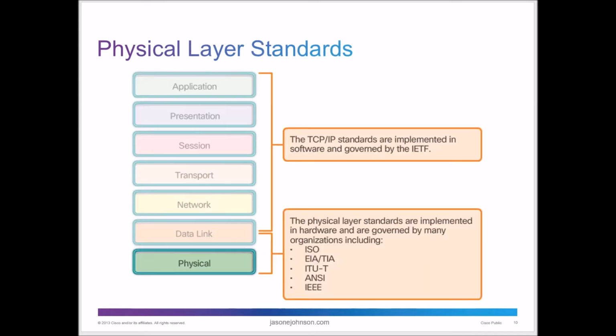Now, when we're talking about the physical layer standards, the OSI does set standards. Different organizations set some standards on this. The physical layer is implemented in hardware and governed by different organizations depending upon which medium you're using. So if you're using Ethernet versus wireless, it's going to be a different organization. The data link and the physical layer are governed by these various organizations.